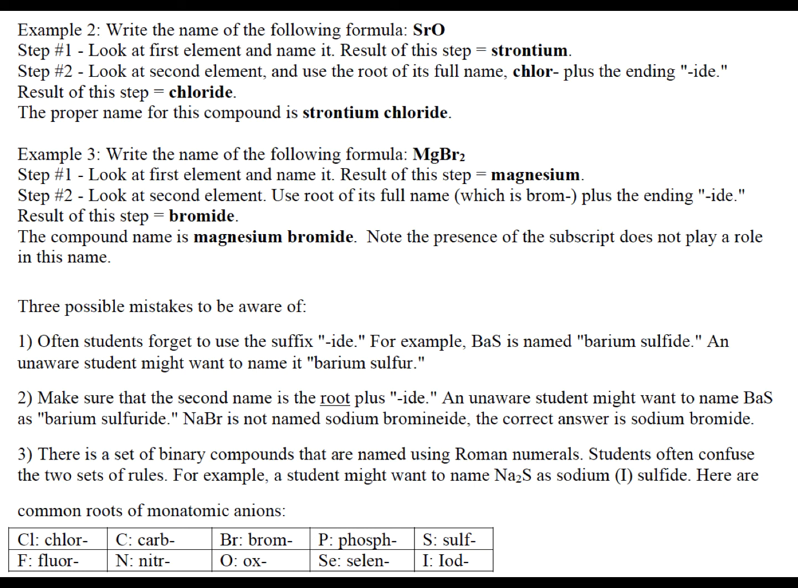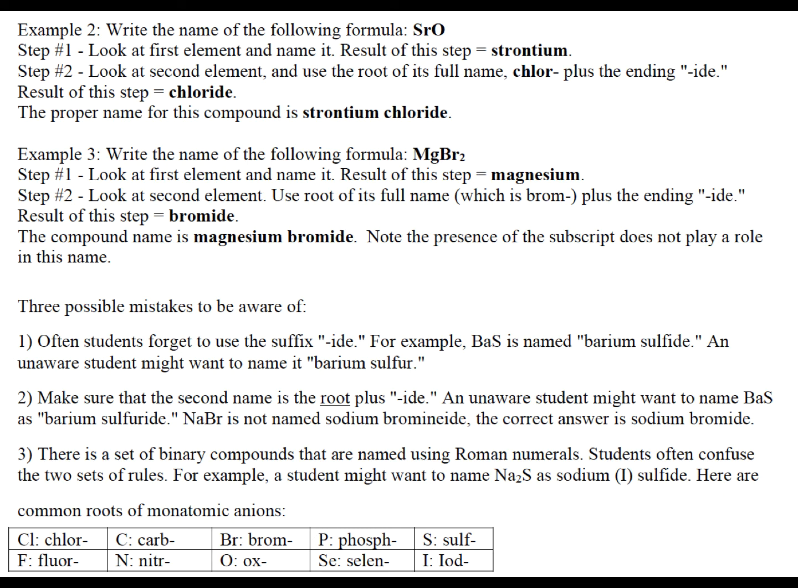Example 3. Write the name of the following formula, MgBr2. Look at the first element and name it. The result of this step is Mg equals magnesium. Look at the second element, use the root of its full name, which is brom, plus the ending -ide. Result of this step equals bromide. Therefore, the compound name is magnesium bromide. Notice the presence of the subscript does not play a role in its name.